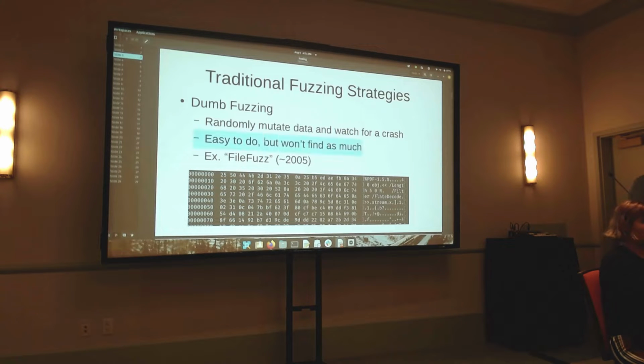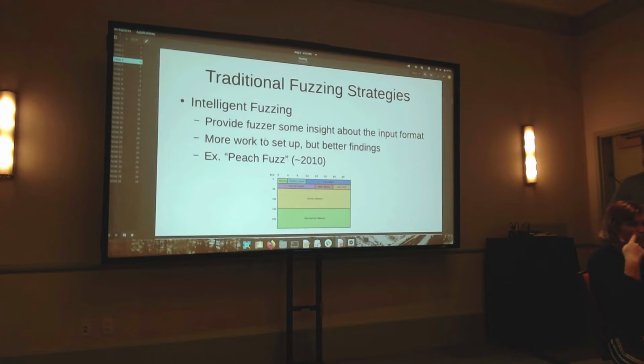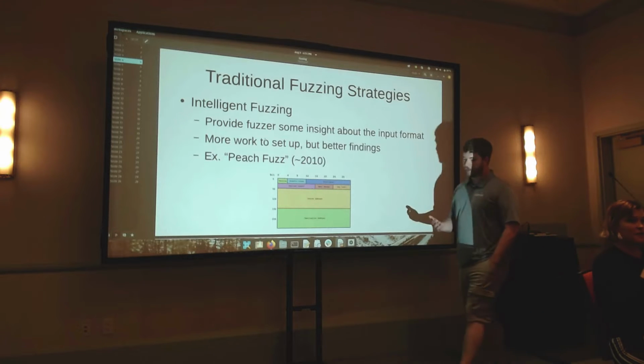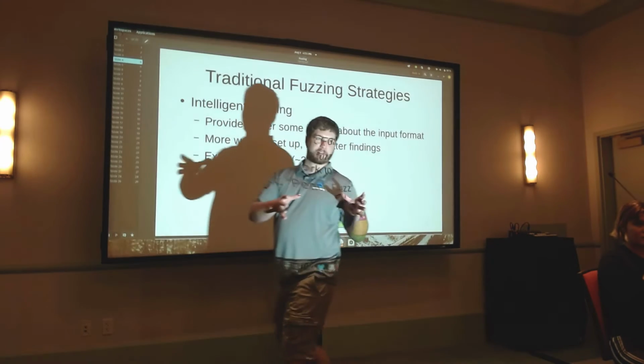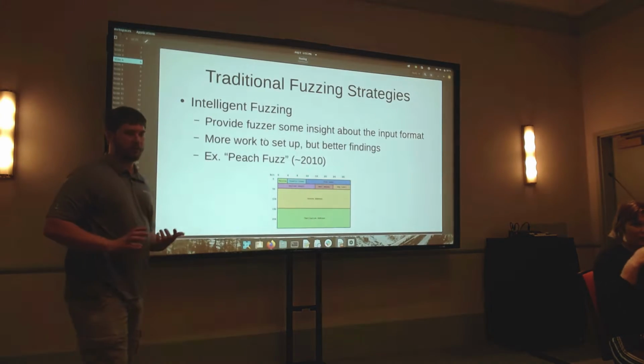Disadvantages: you're not going to find many crashes using this technique, right? It's just not going to mutate files in a way that is interesting to the program. So a better strategy is what I would refer to as intelligent fuzzing, which is to provide the fuzzer with some details about the structure of the input file.